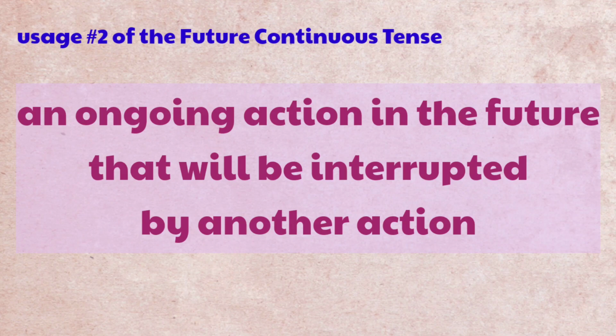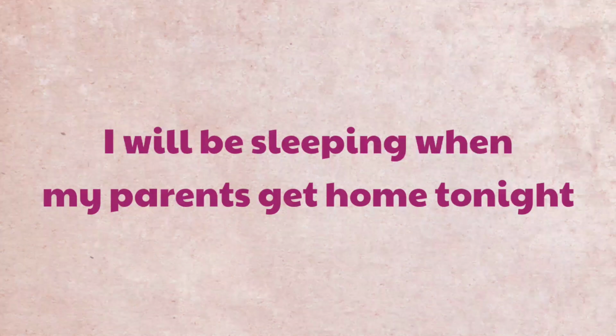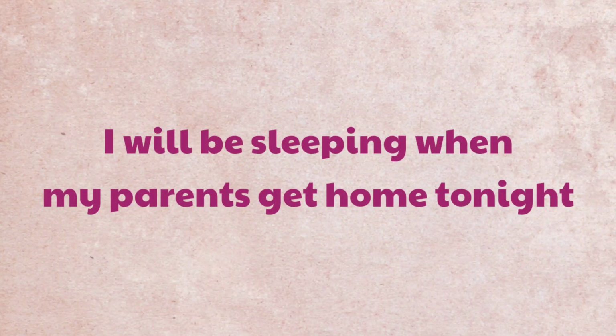Let's move on. The future continuous tense is also used to describe an ongoing action in the future that will be interrupted by another action. The ongoing action in the future is the longer action than the interrupted action. We can use the word when to show when the shorter action occurs. Here are the examples. I will be sleeping when my parents get home tonight.